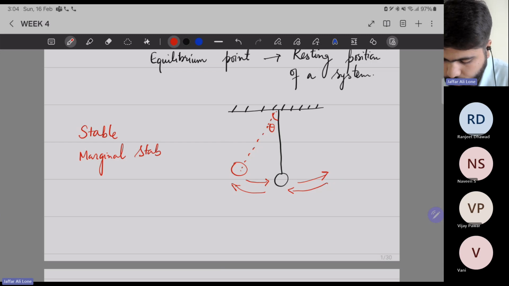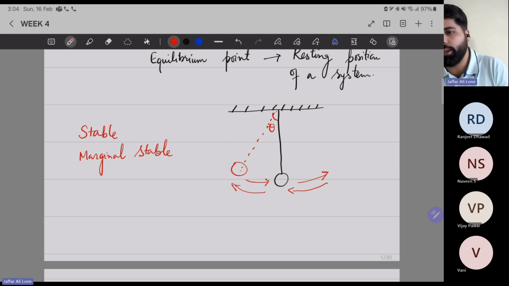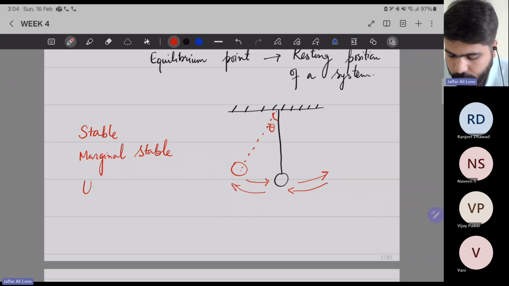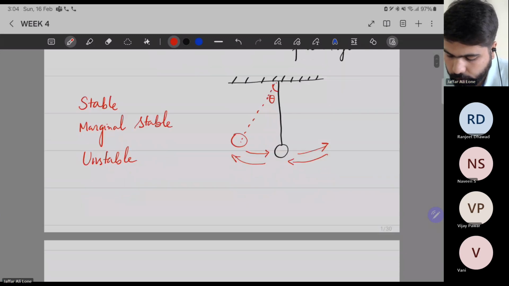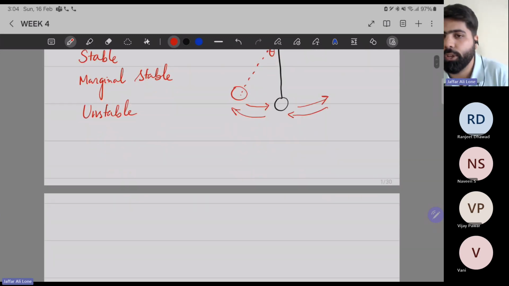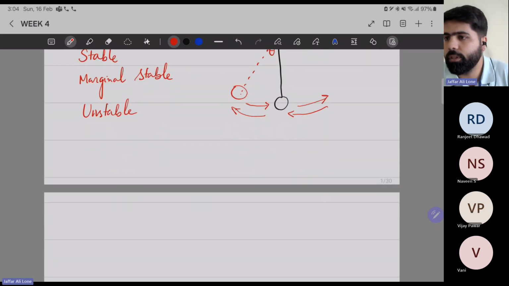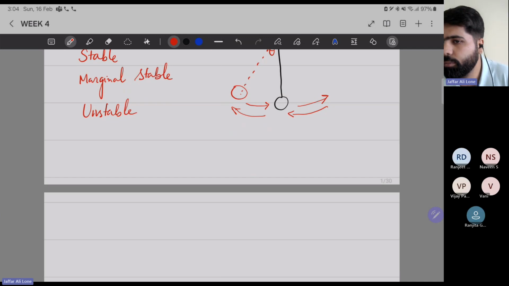And in other cases, if we give some initial condition and the system doesn't return to its equilibrium point or the response of it keeps on increasing with time, then the system is unstable. You have learned this in your lectures. So you have a stable system, you have an unstable system, or you have a marginally stable system.